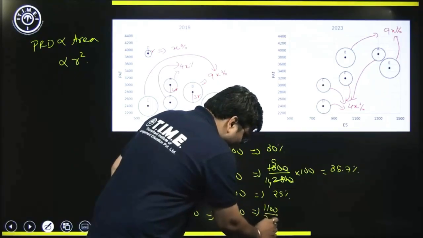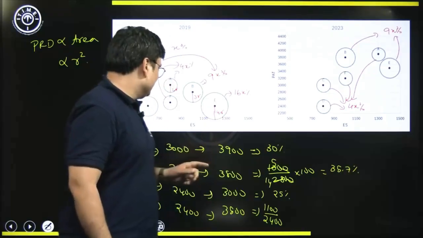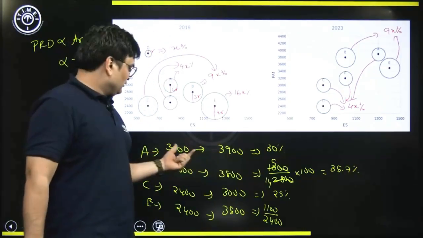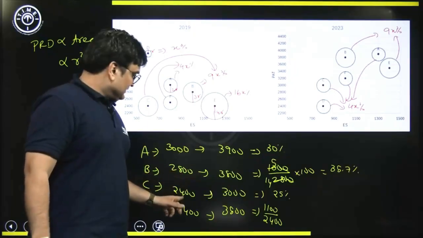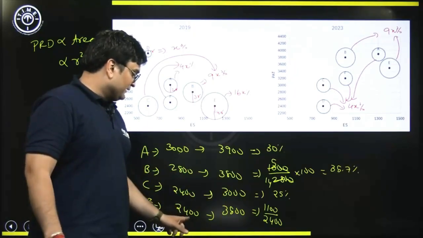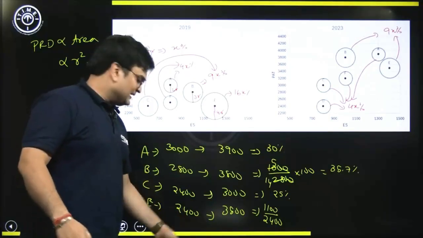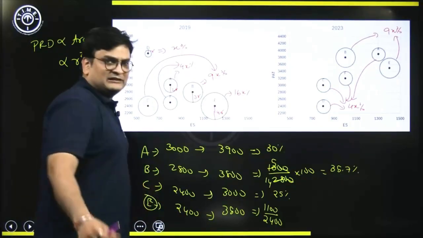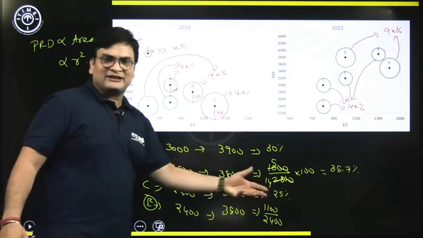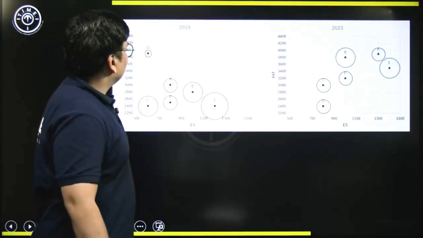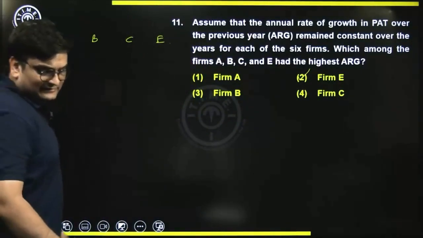Please notice there is no real need of calculating each of them. The increase was 900 on 3000, 1000 on 2800, and 600 on 2400. For E the increase is the highest and the base is the smallest. Clearly it should be highest for firm E for sure. You can also calculate the values and check that. So the answer should be option choice 2, firm E.